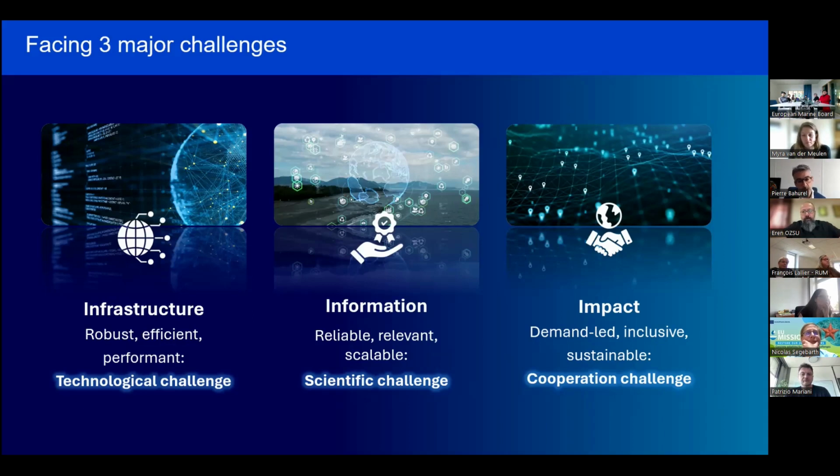But of course, if we want this to be useful, you have to have information that is reliable, relevant, scalable from local to global, from physics to biology. And so there is a real scientific challenge. I mean, the goal to have a twin of the ocean is really a challenge.